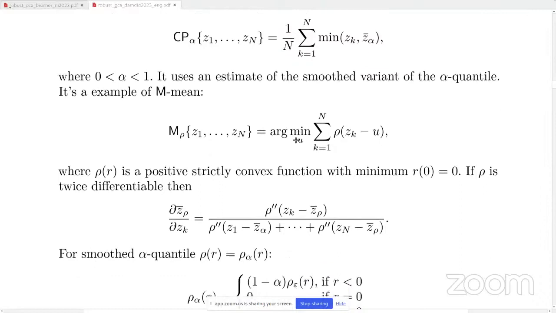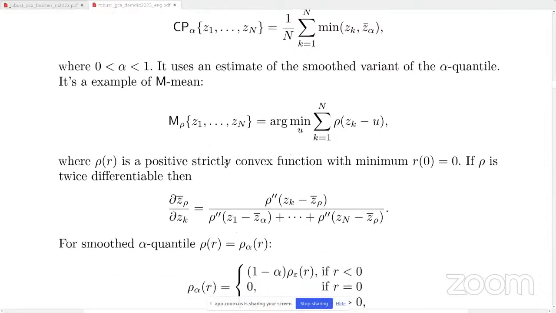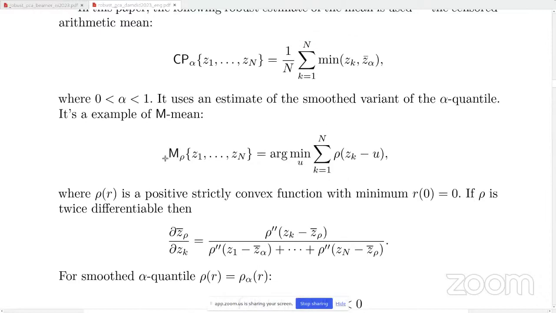If rho is twice differentiable, then we may define a mean estimation that is differentiable. That is important for gradient iterative algorithms.